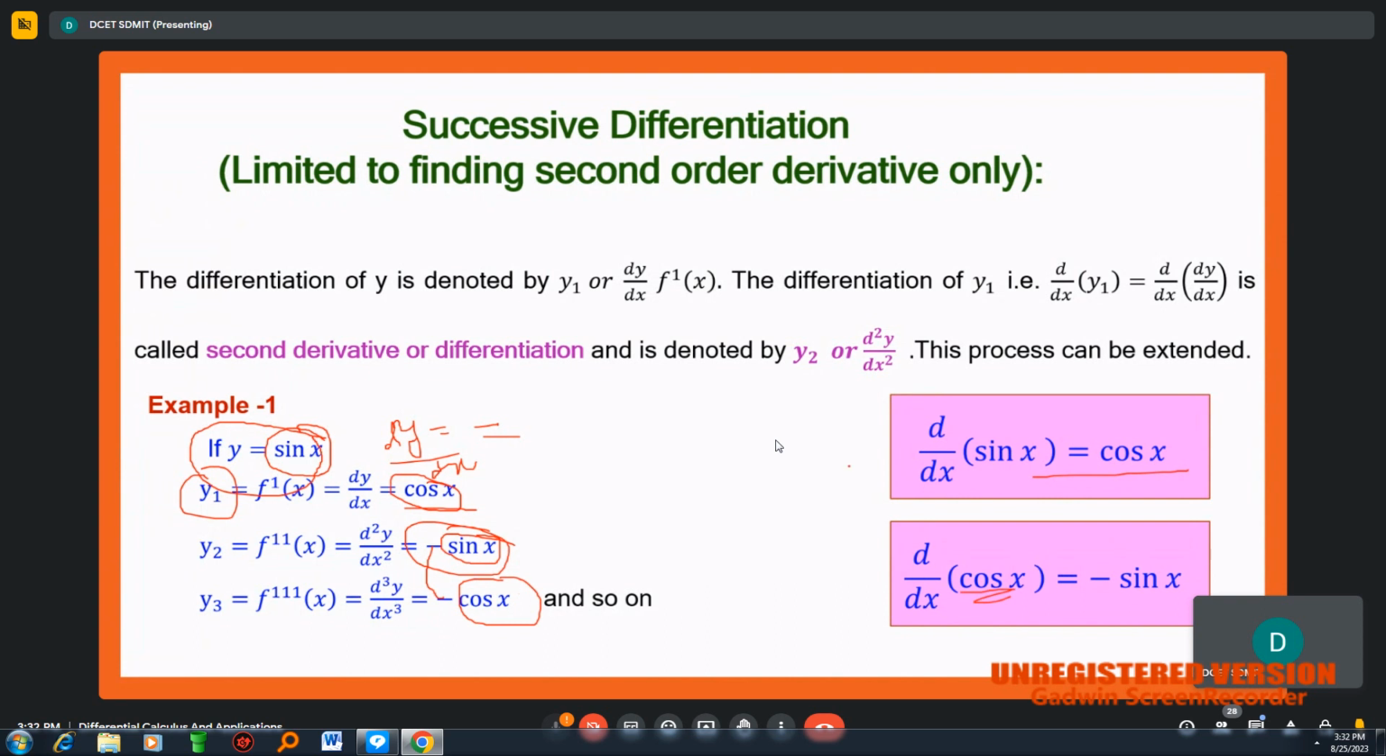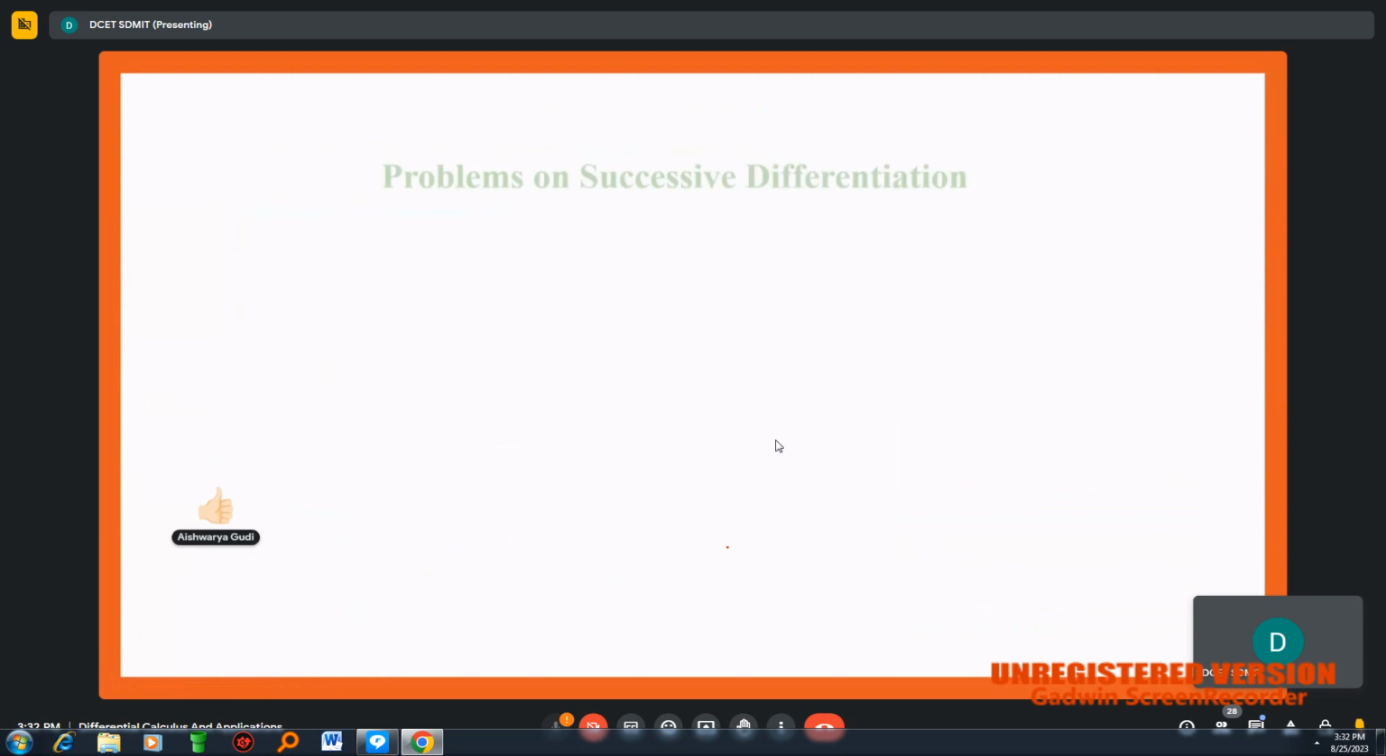Like that we have to find the higher order derivatives and so on. But in your syllabus, up to the second order only is there. The third order differentiation is not there. Okay, clear? Yes, okay?